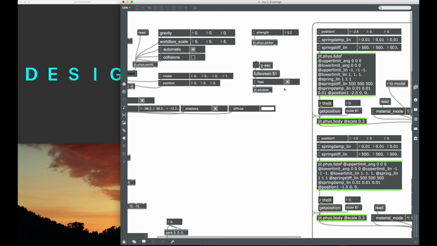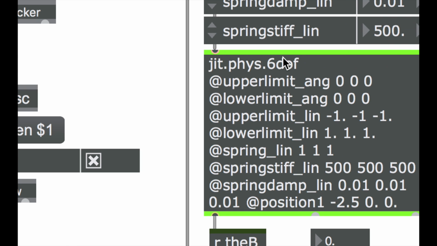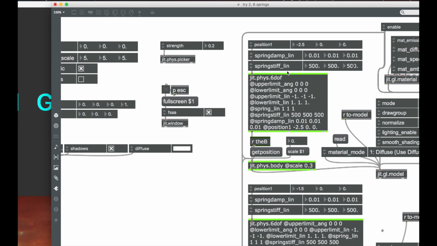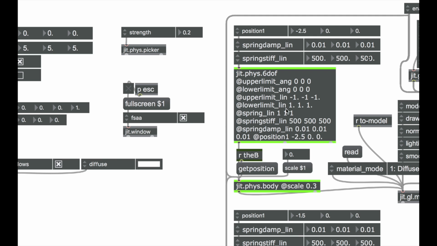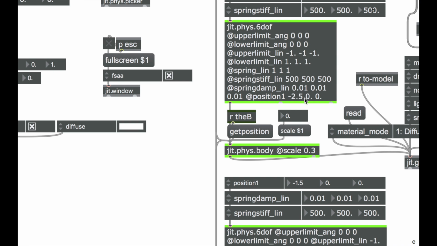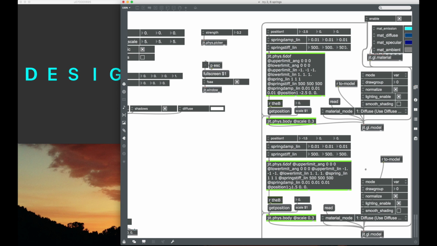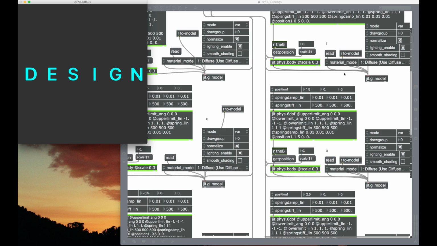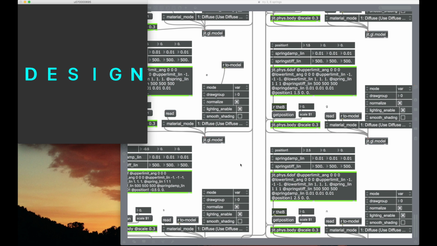That's because I have a jit.phys.6DOF. This is a 6 degree of freedom spring. So I've given it these lower and upper limits in terms of how much rotation these models, in this case these letters, can move in, and their displacement from the position that I've set them at. So for instance, D is positioned at negative 2.5 in the x-axis and 0 and 0 on the y and z. And you can see the position for E is negative 1.5. So I'm iterating them one unit apart from each other. And so that keeps on going into 0.5 and 1.5 and 2.5, et cetera. So they're all evenly spaced.